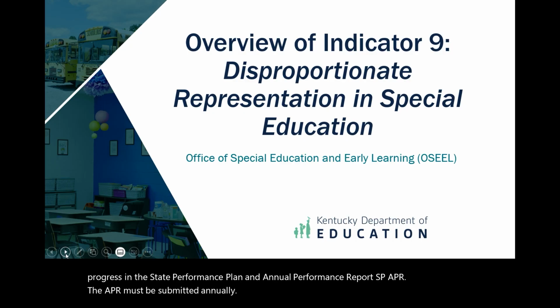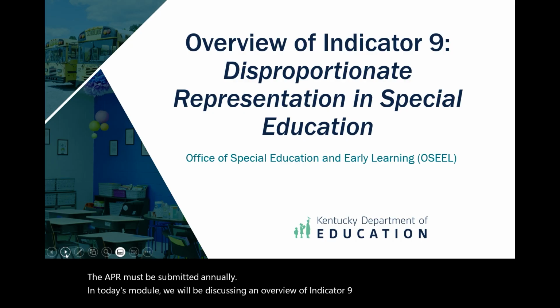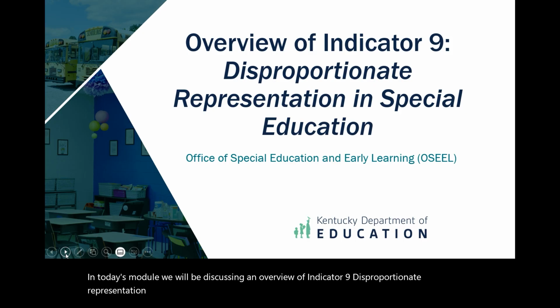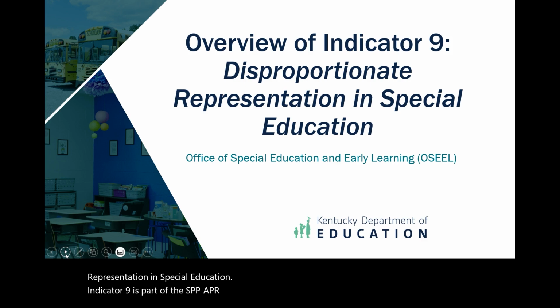In today's module, we will be discussing an overview of Indicator 9, Disproportionate Representation in Special Education. Indicator 9 is part of the SPP APR.